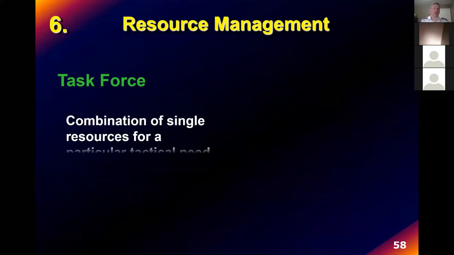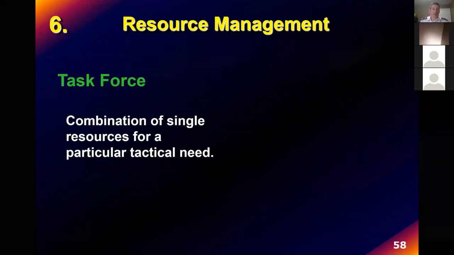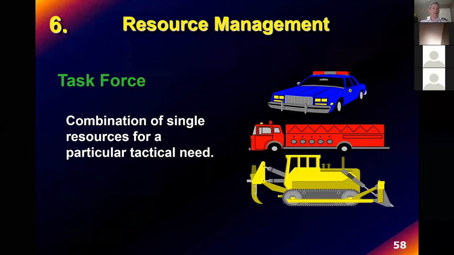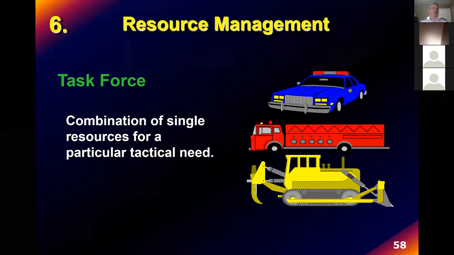All right, now we get into a little bit more the meat of it here. So we talk about the task force, right? A task force is a combination of single resources for a particular tactical need. They're going to have a leader and common communication, so you'll have a team leader. And the size and type of resources are based on tactical needs. Again, we want to look at our span of control. So we've got multiple different types of resources, all trying to accomplish a single task.